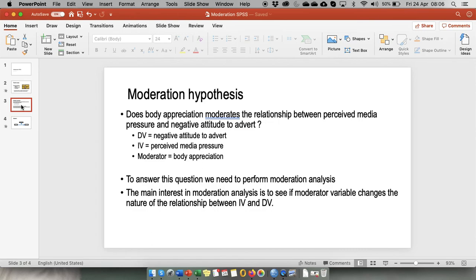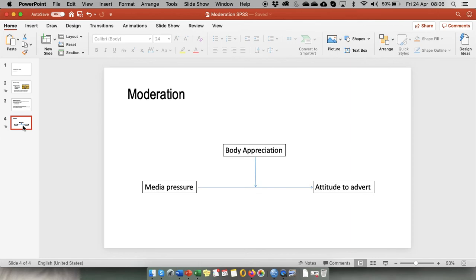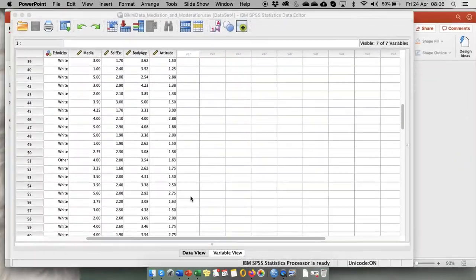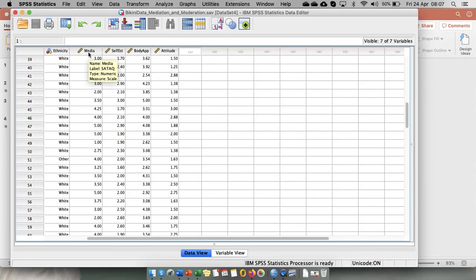The main interest is, does body appreciation affect the relationship between perceived media pressure and negative attitude towards the advert? So we're testing this particular model: media pressure predicts attitude to advert, and body appreciation may have an effect on the strength of the relationship. Let's have a look at our data set. We have media pressure, self-esteem, body appreciation, and attitude. In this analysis, we only use 3 variables: media pressure, body appreciation, and attitude.